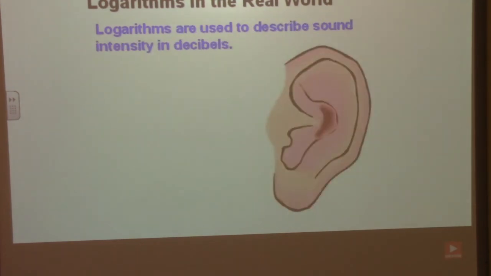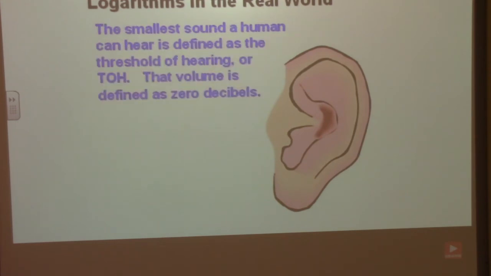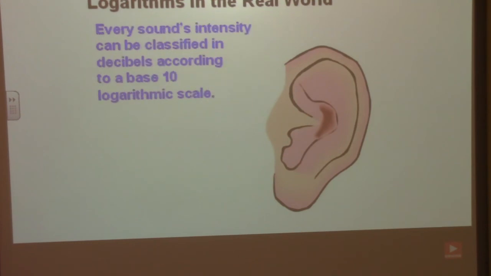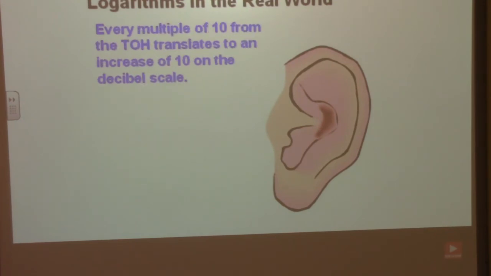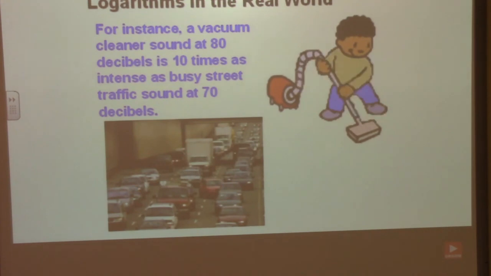Logarithms are used to describe sound intensity in decibels. The smallest sound a human can hear is defined as the threshold of hearing, or TOH. That volume is defined as 0 decibels. Every sound's intensity can be classified in decibels according to a base 10 logarithmic scale. Every multiple of 10 from the TOH translates to an increase of 10 on the decibel scale. For instance, a vacuum cleaner sound at 80 decibels is 10 times as intense as busy street traffic sound at 70 decibels.